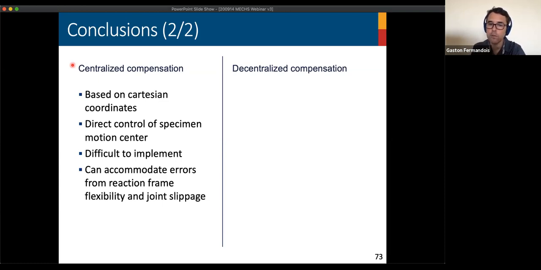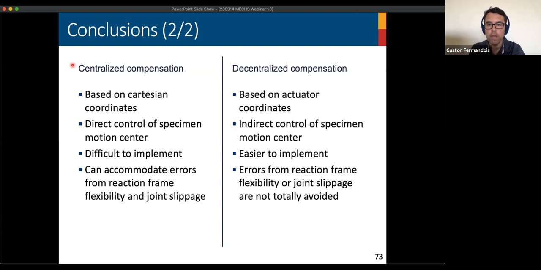It can accommodate errors from reaction frame flexibility and joint slippage. So this is considered in the development of this framework, of this approach. Meanwhile, the decentralized compensation is based on actuator coordinates. We have indirect control of the specimen motion center. It's easier to implement and has a lot of capabilities to include more complicated setups with more actuators, etc. But the errors from reaction frame flexibility and joint slippage are not totally avoided. So this is something that needs to be considered when you make this choice of designing with this approach.